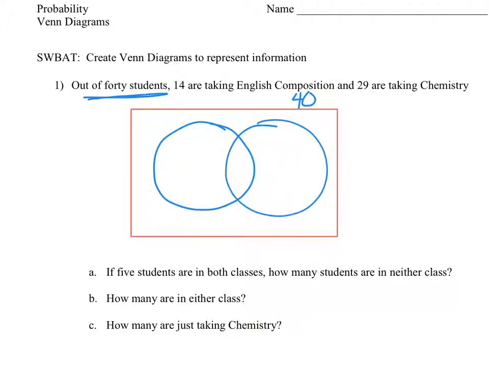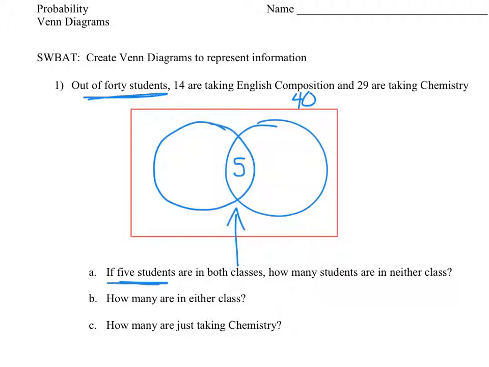and inside them we always start with the overlap. We try to figure out the overlap first if we can. Otherwise, we're going to have too many. So the overlap here is, if you read this, it says 5 students are in both.